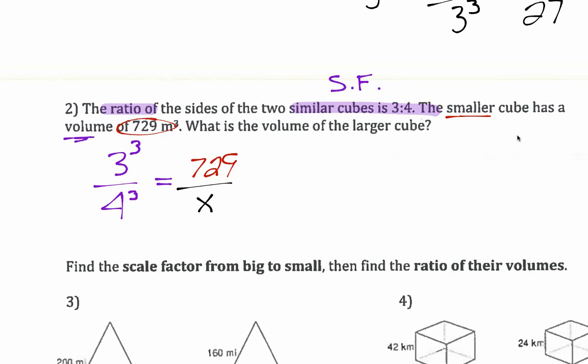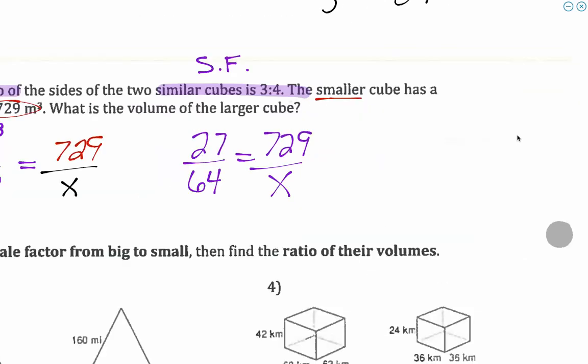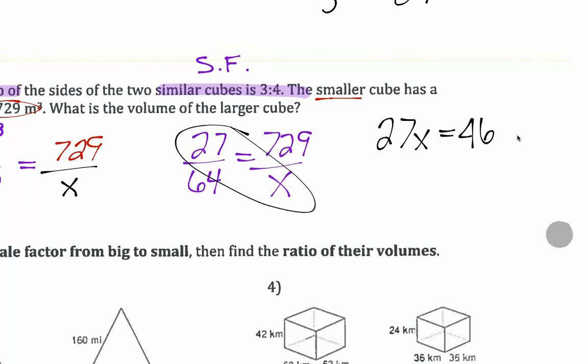And x is what we're looking for, the larger. So if we clean this up a little bit, it's going to be 27 over 64 equals 729 over x. Our cross products give us 27x equals 729 times 64, which is 46,656. Divide that by 27, which is going to be 1728.